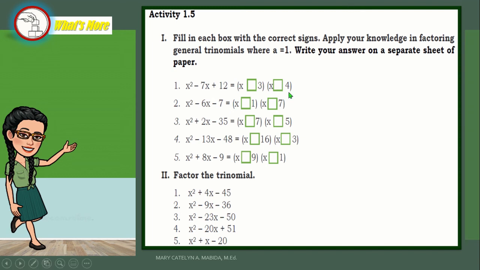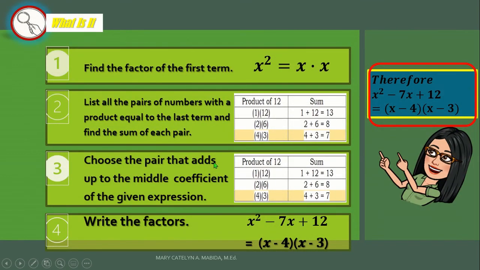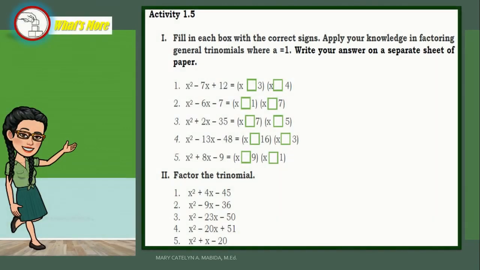You provide the signs for the factors. Number 2, x squared minus 6x minus 7. Provide the signs for the factors. X squared plus 2x minus 35. Provide the signs for the factors. X squared minus 13x minus 48. Provide the signs for the factors. X squared plus 8x minus 9. Provide the signs for the factors.